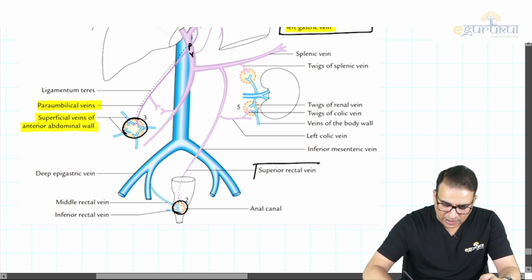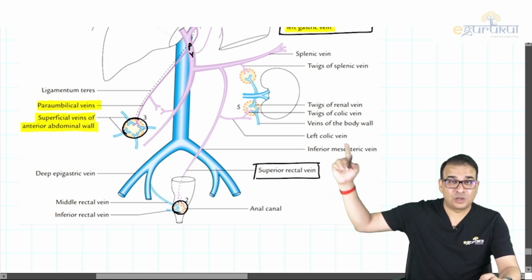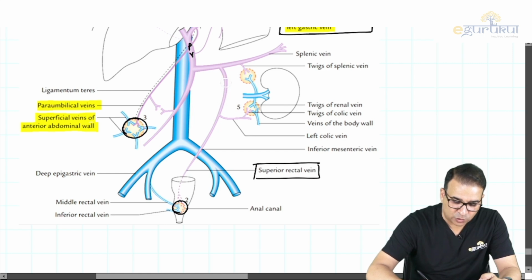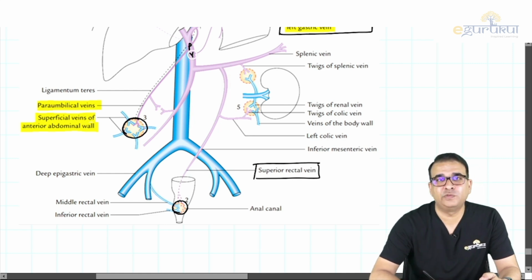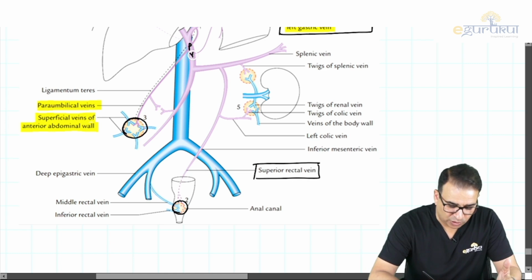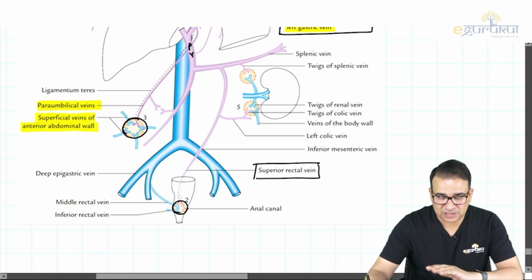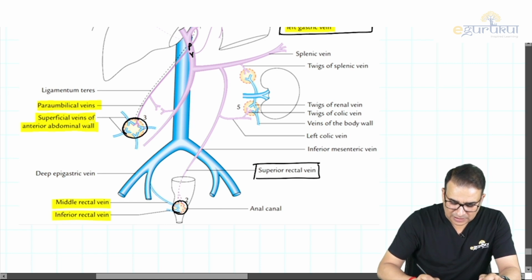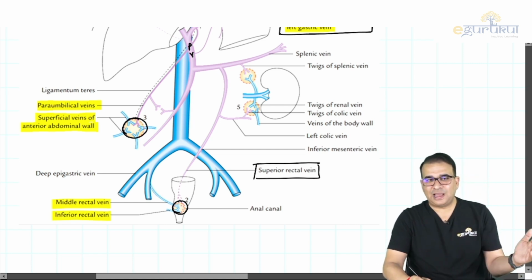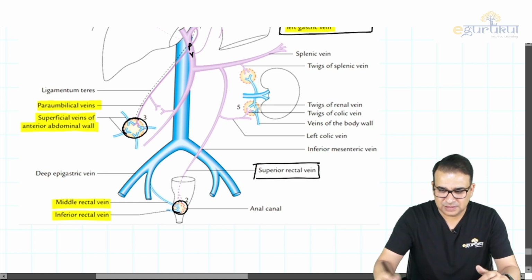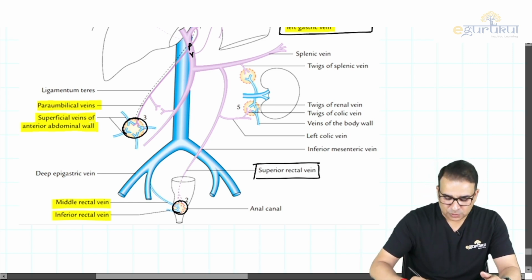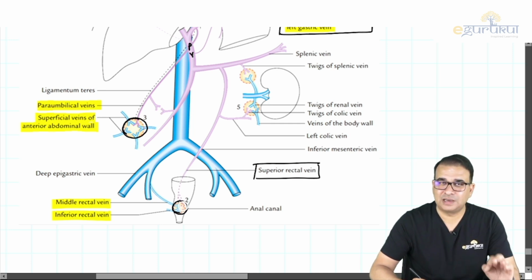And we also have another very important site for the portosystemic anastomosis, and that is the superior rectal vein, which is again a part of the portal system. Why is it a part of the portal system? Because the superior rectal vein drains into the inferior mesenteric vein, and the inferior mesenteric goes into the splenic, and the splenic is one of the formative veins of the portal vein. Whereas the middle rectal vein is coming from the internal iliac, and the inferior rectal vein is basically draining into the internal pudendal. They are part of the systemic veins. So that again is a site of the portosystemic anastomosis.